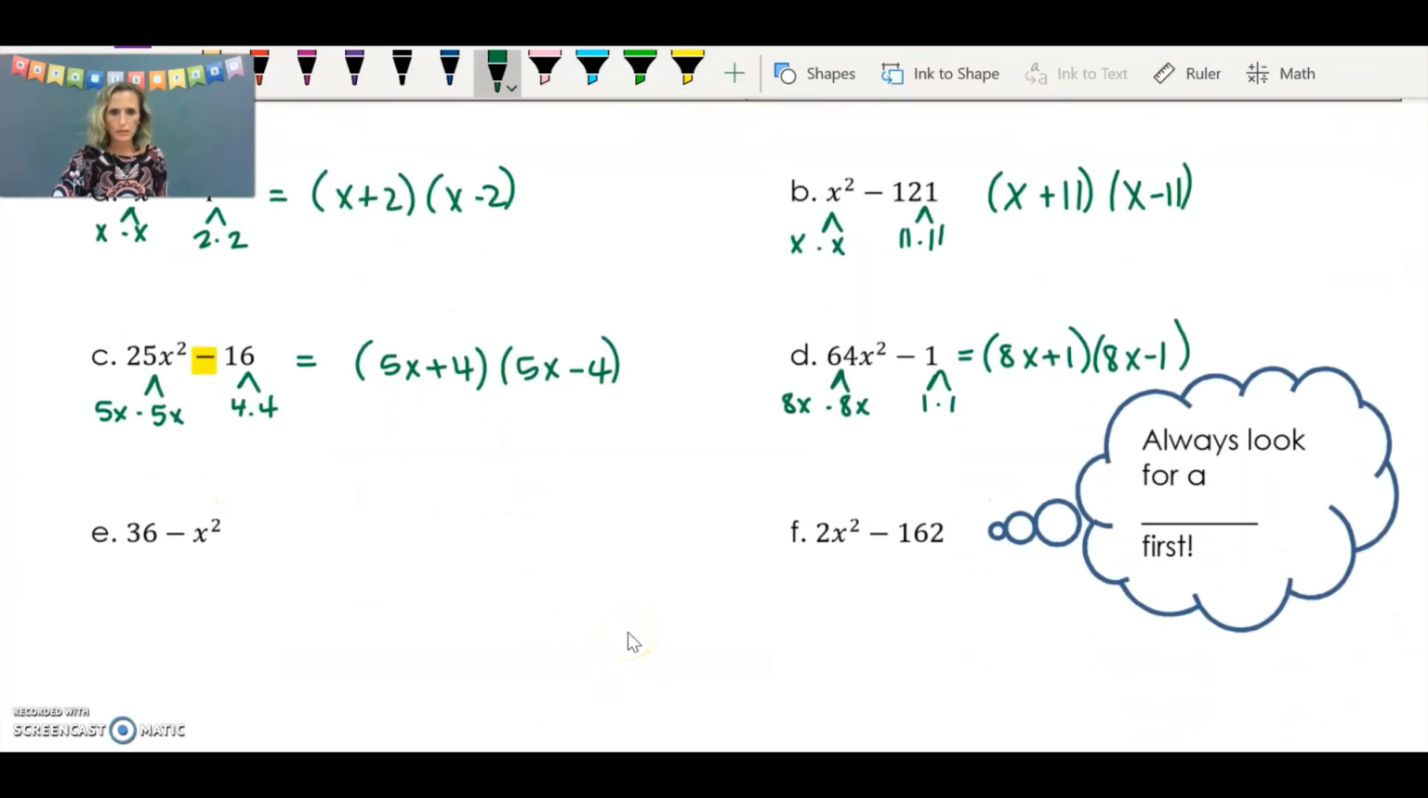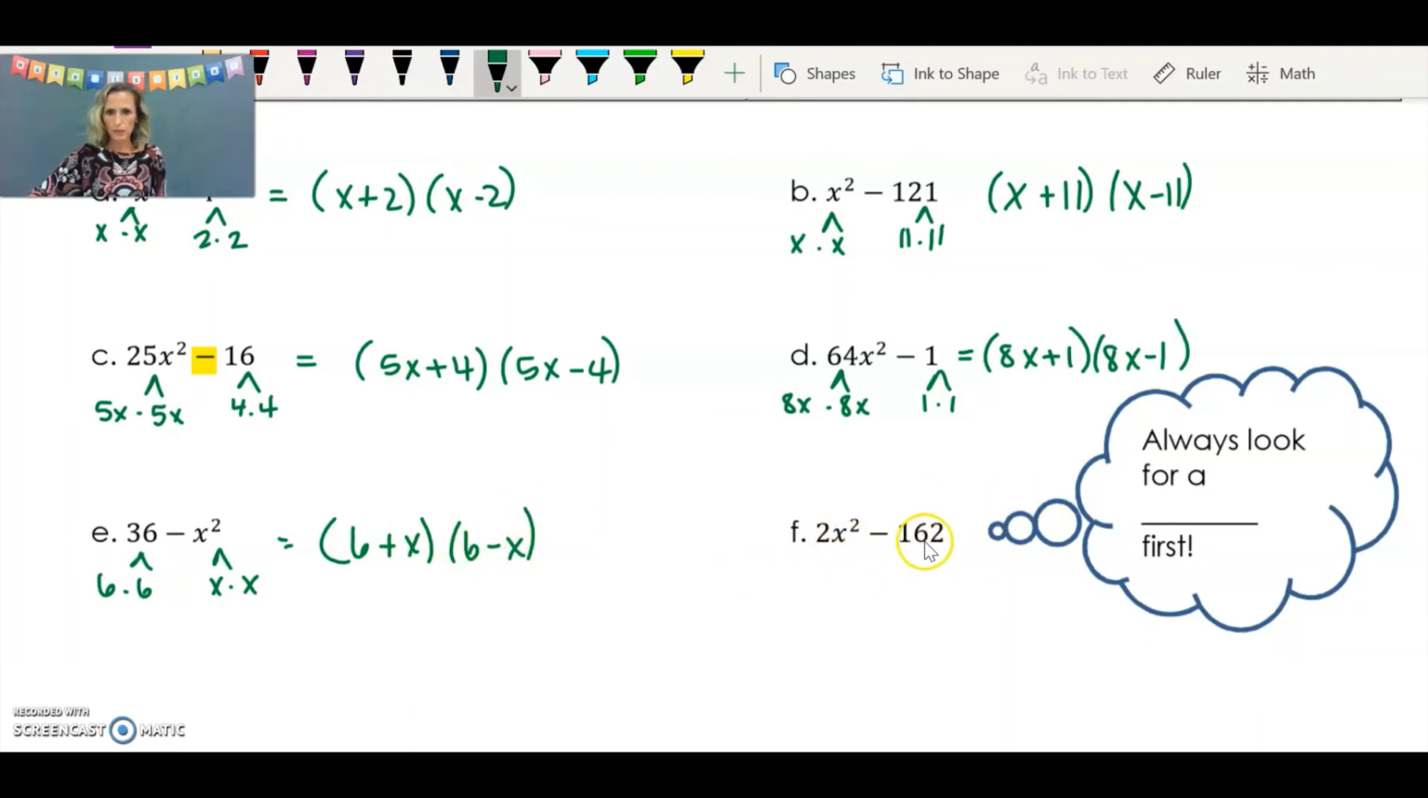We're almost done. The last couple of problems are a little bit unique. This one is reversed, but we don't want to rewrite it with a negative leading coefficient. We're just going to put them in reverse order. So my first term is 6 times 6, and my second term is x times x. And so we can rewrite this as 6 plus x times 6 minus x.